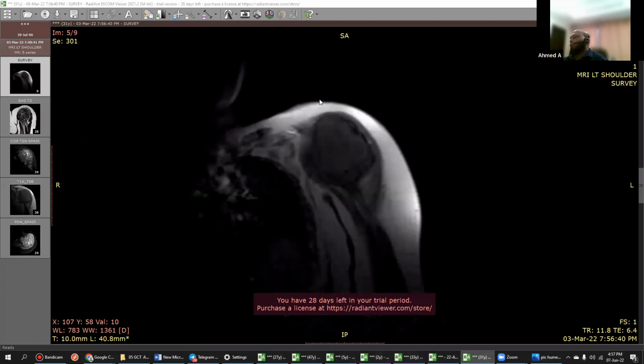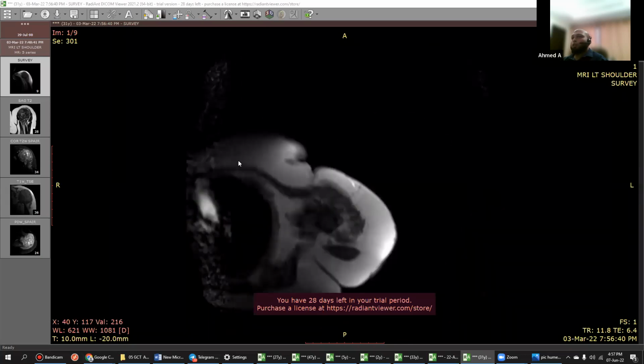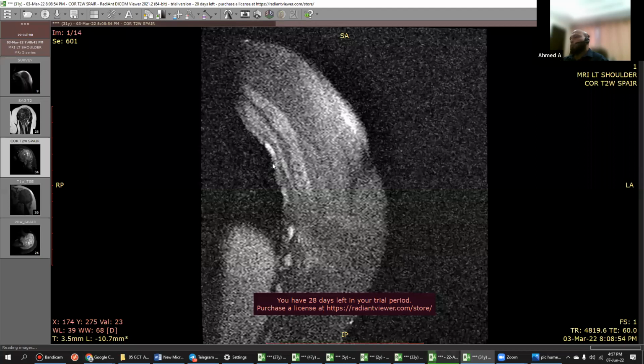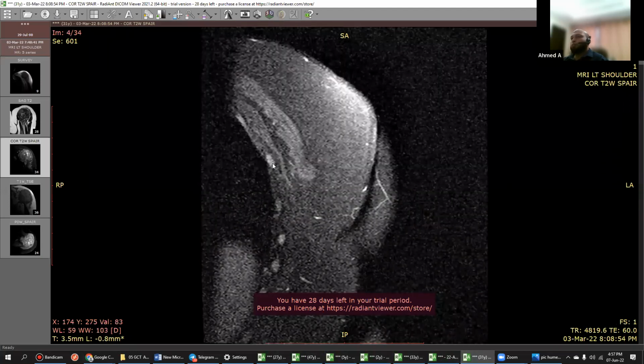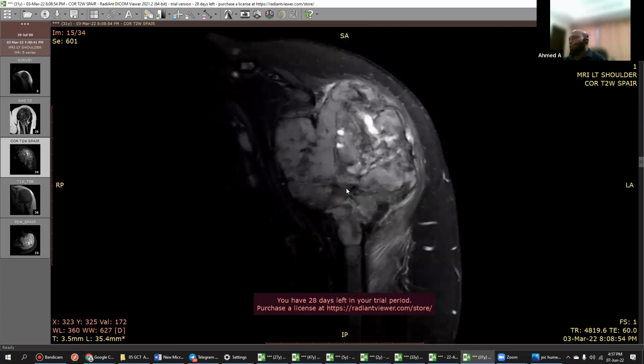You can just describe this fast so that we'll have 5 minutes of discussion. Just a second. T2, you can take the T2. T2 and T2 spare, all the sequences you can look at if you want.